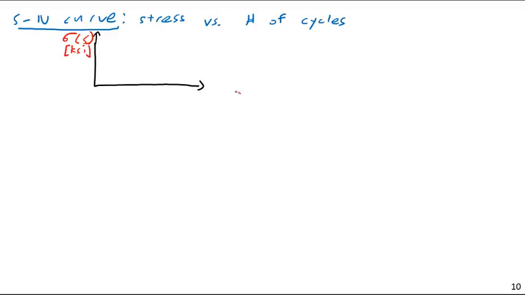And then on this axis, we are going to have the number of cycles, n, usually plotted times 10 to the sixth, so we're dealing with millions of cycles and things like that, or often even in a log scale. So, in other words, here we actually have sort of a logarithmic relationship.